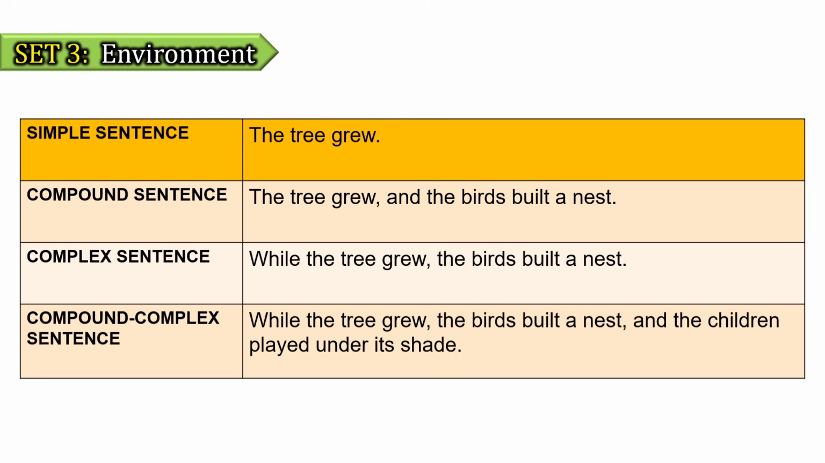Set 3. Environment. Simple sentence. The tree grew. Compound sentence. The tree grew and the birds built a nest. Complex sentence. While the tree grew, the birds built a nest. Compound complex sentence. While the tree grew, the birds built a nest and the children played under its shade.